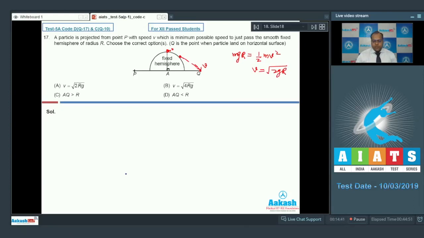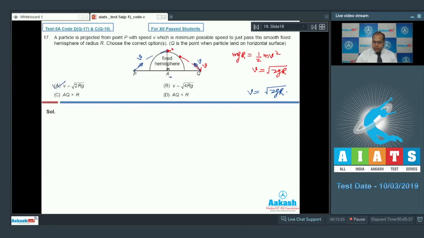So the value of v comes out to be under root of 2gr. Suppose I reverse the process. I throw a particle from Q with a speed v such that it just reaches the top of the hemisphere with negligible speed. In this situation, it will cross the hemisphere and reach the point P. So in that case, we can say that if it is projected from here with the speed v, then the value of v is equal to under root of 2gr. So option A is correct and B is wrong.